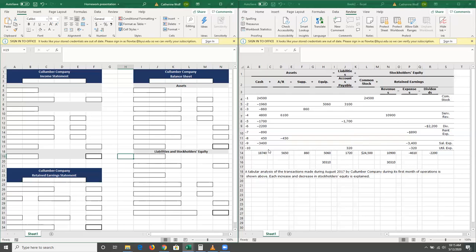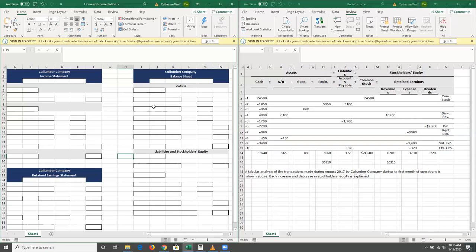I just showed that all of these are going to equal 30,310, and then all of these added together is going to equal 30,310. And so as you can see, it's equal on either side. It's really nice to just show the breakdown of how everything has to be equal as it goes down. Your assets are always going to equal your liabilities plus stockholders' equity.